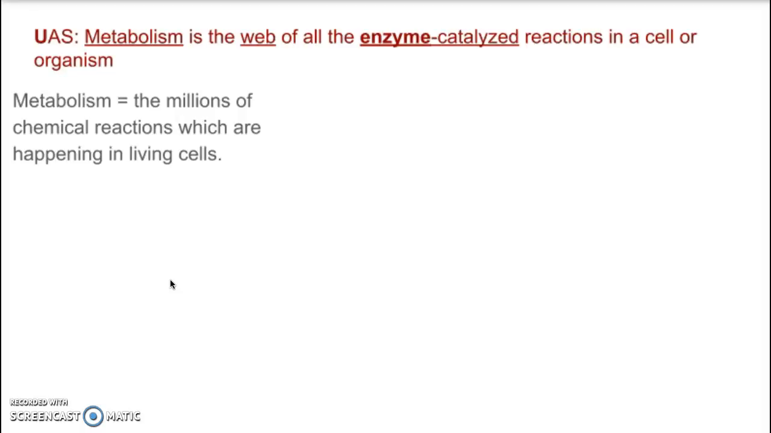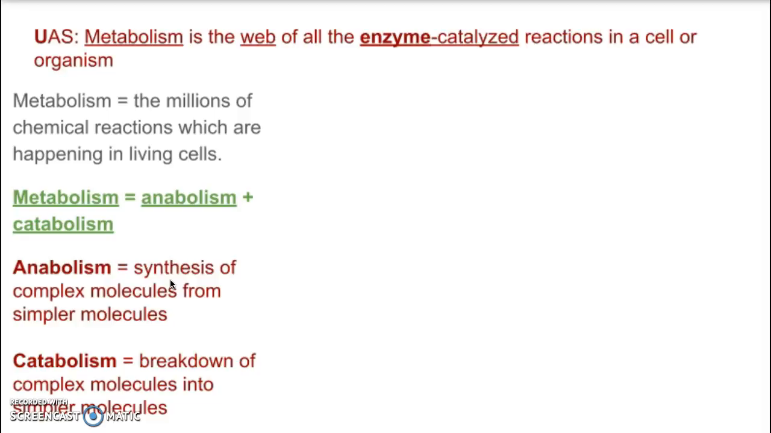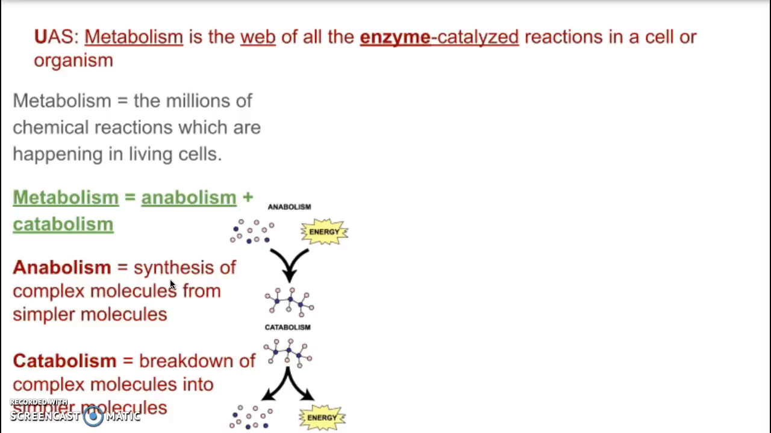Metabolism is the sum of the millions of chemical reactions which are happening in living cells. It's basically made up of anabolism and also catabolism. Anabolism is the synthesis of complex molecules from simpler molecules, and catabolism is the opposite of that. It's the breakdown of complex molecules into simpler molecules. So a nice little diagram here. We can see our simple molecules coming together using energy to create something larger. That is anabolism. And in catabolism, we can see the breakdown of a complex molecule into smaller, simpler molecules releasing energy.